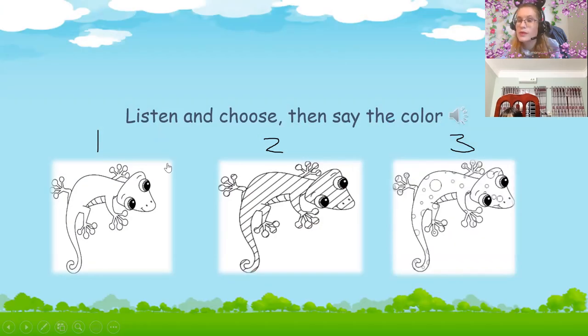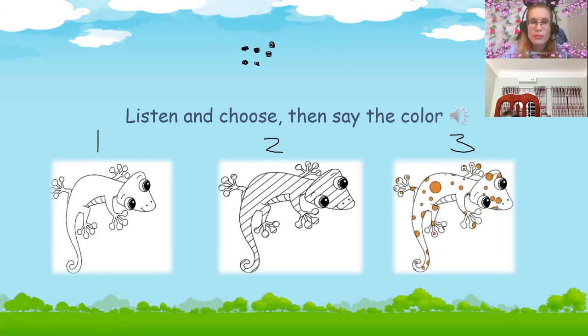Find the lizard that has spots. Color the spots orange. Which lizard has spots? Spots. Yes, spots. Which lizard has spots? Number one, two, or three? Three. Number three. Much better. That's my girl. Good job.